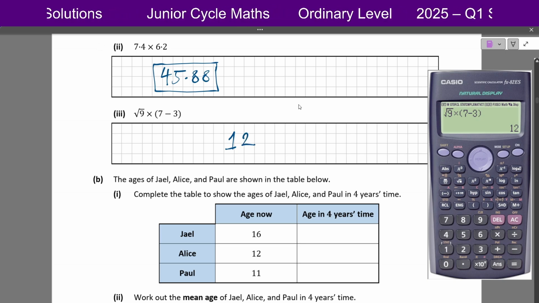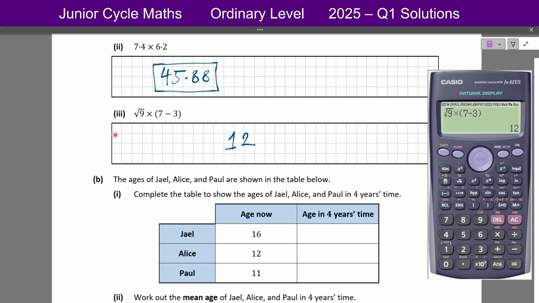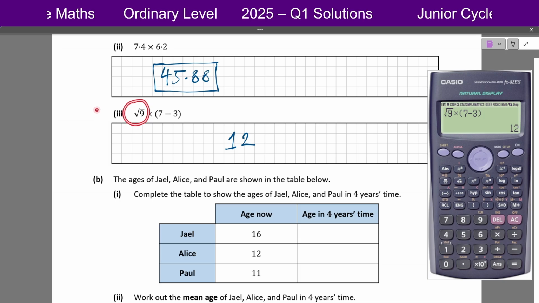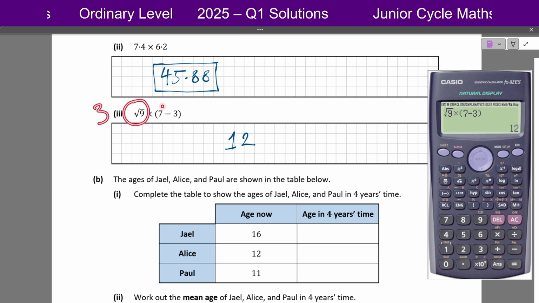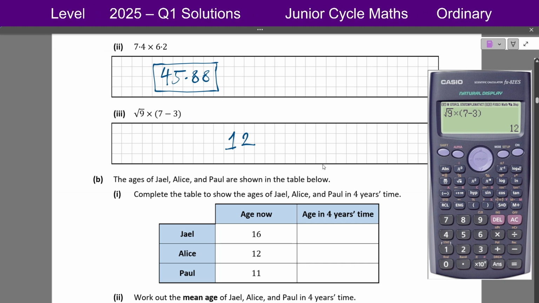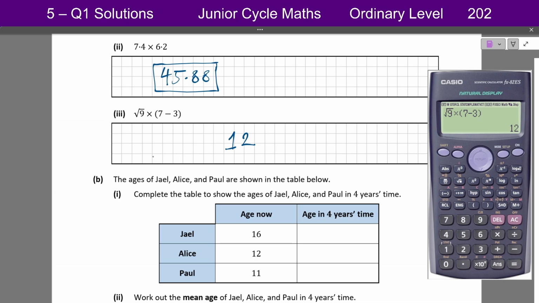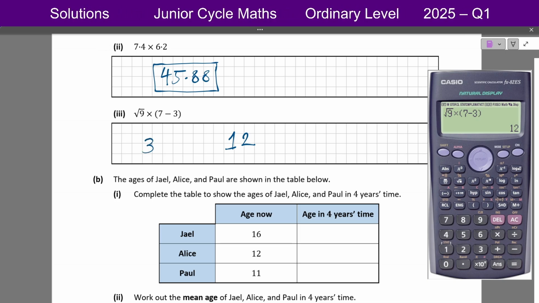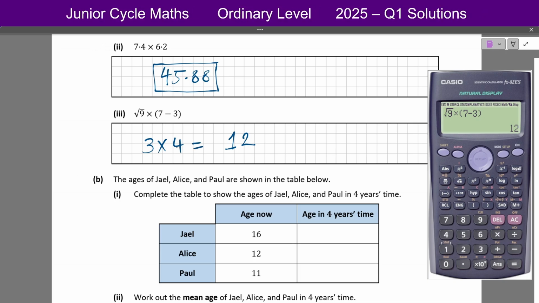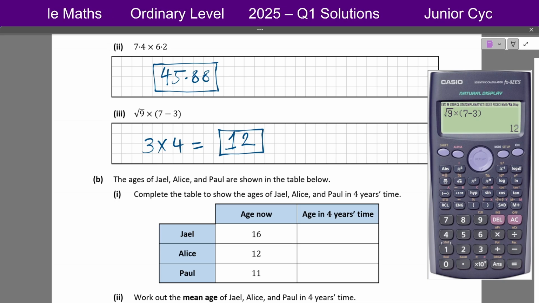Also, we can use another method to solve this problem. We know that the square root of 9 is 3, and we know that 7 minus 3 is 4. So we can say 3 multiplied by 4, and we also get the same answer, which is 12. That's the correct answer for part 3.